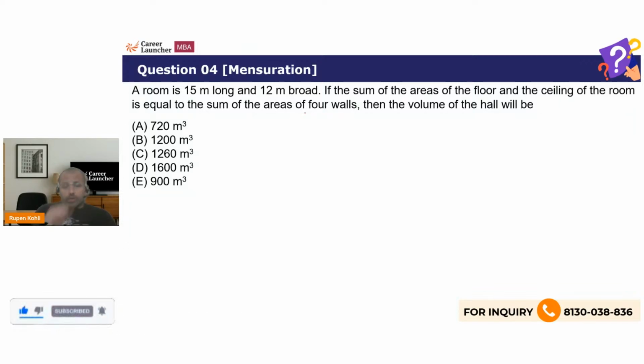So you have to find the height based on the condition that the areas of the ceiling and floor add up to a value which is the same as the sum of the areas of the four walls. Now imagine the ceiling and the floor: basically you have length and breadth. So what is the total area of these two? Length into breadth, twice of that. Length is 15, already we know, and breadth is 12, right?